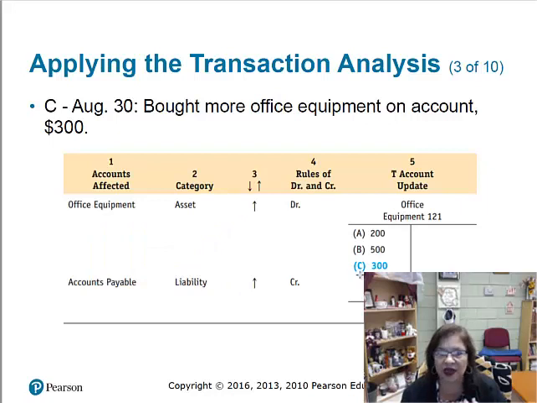Office equipment, she bought more, but this time she bought it on account. Now she has a liability. Now she owes something. So you still debit your office equipment, and you credit and increase your accounts payable. You have the debit and you have the credit. It still balances out as to the accounts that are being utilized. Okay?